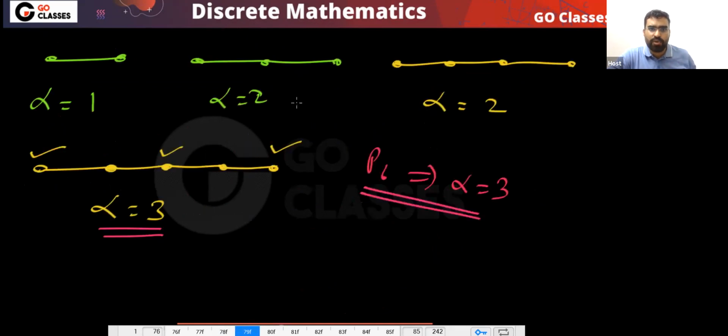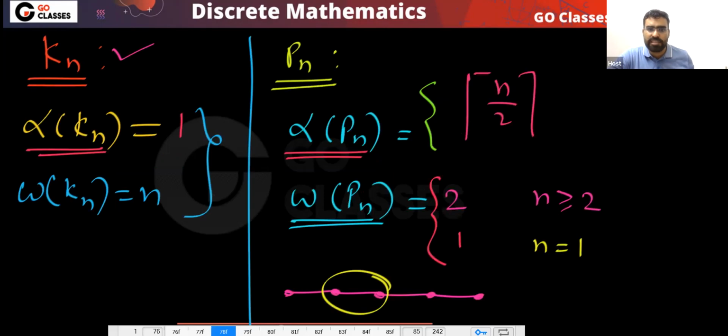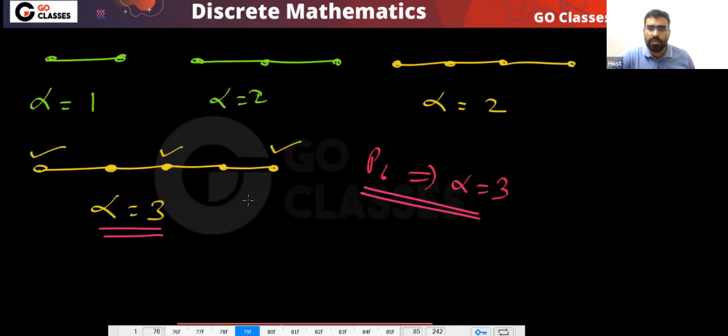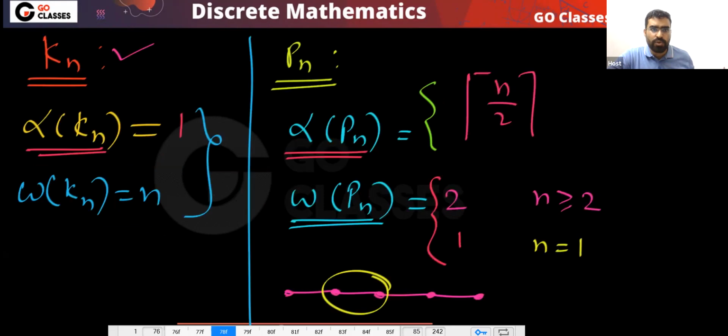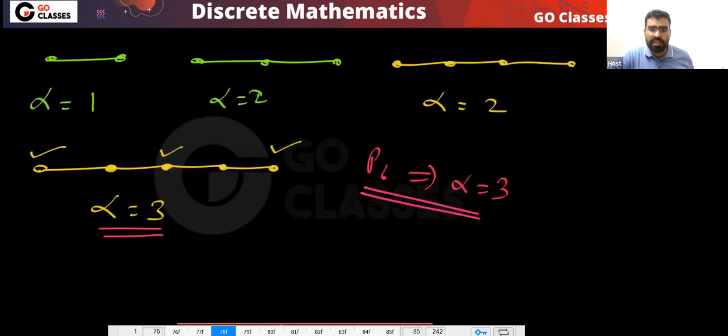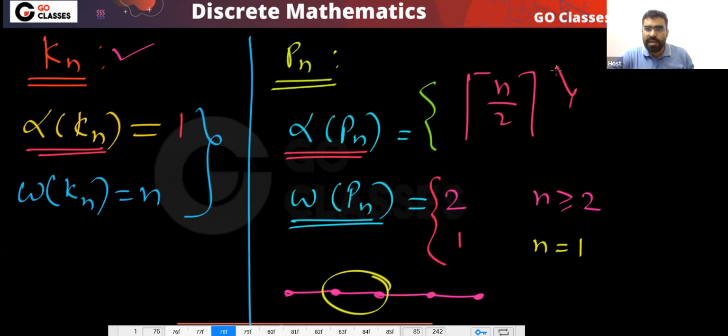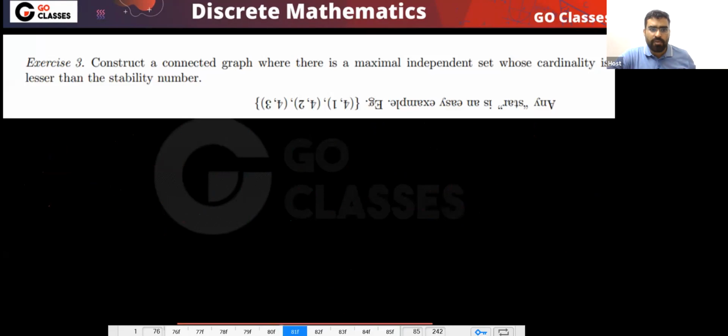Now you can put n equal to 3, then the answer will be 2. If you put n equal to 2, the answer will be 1. That is fine. Very simple. So the answer will be n by 2 ceil. This will be your alpha. Now let's see.